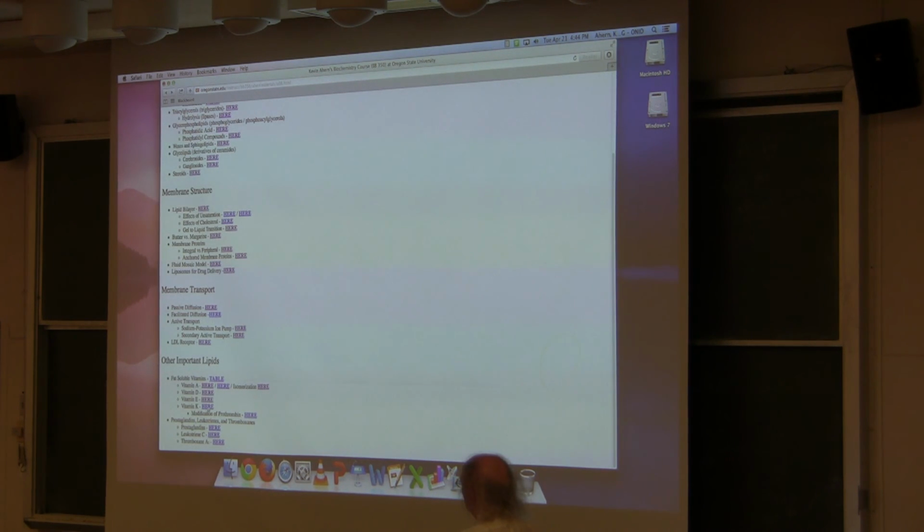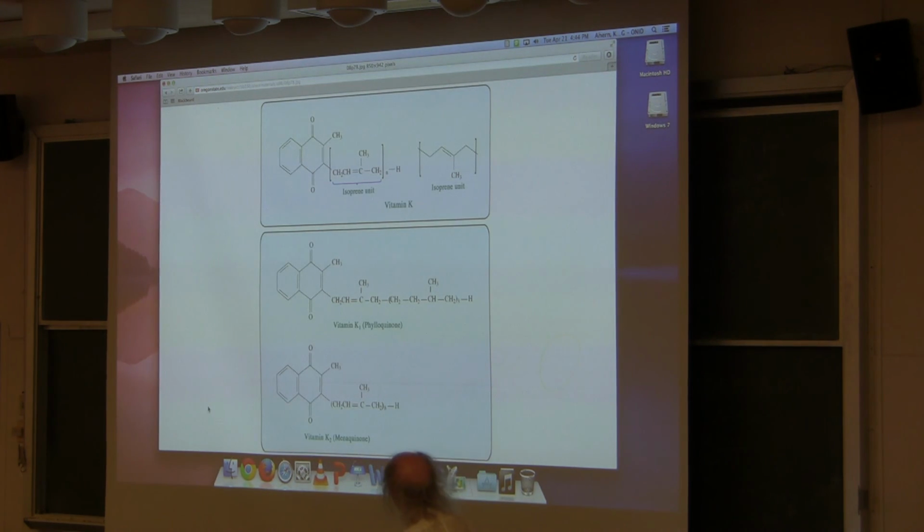The last one's vitamin K, and the only thing I'll say about vitamin K is that vitamin K is important for blood clotting.